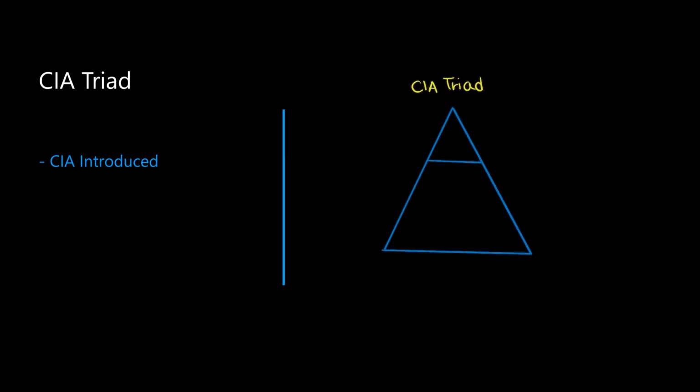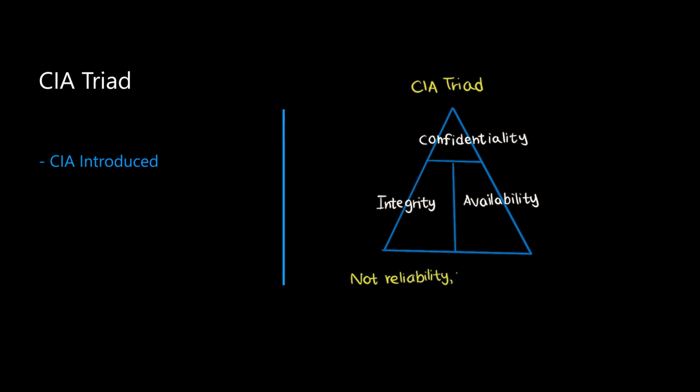Now let us talk about the 3 security goals that the industry considers non-negotiable for any SDL. These are confidentiality, integrity, and availability, collectively called the CIA triad. If your exam asks about the 3 most important SDL security goals, this is your answer every time. Not reliability, not portability, not efficiency. Confidentiality, integrity, and availability.